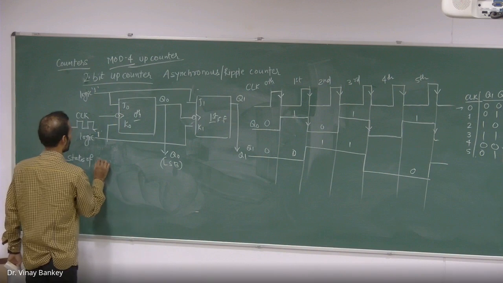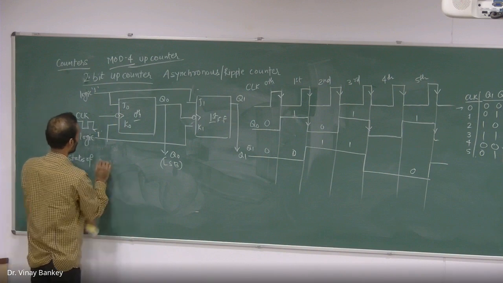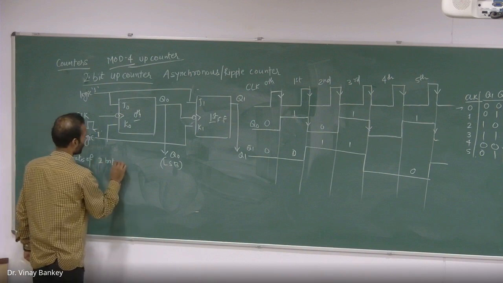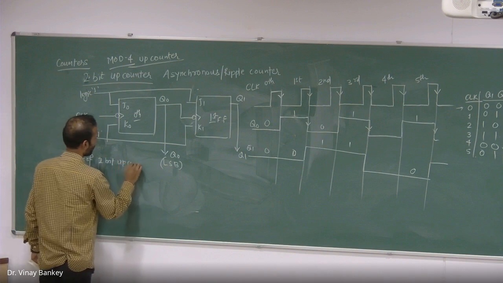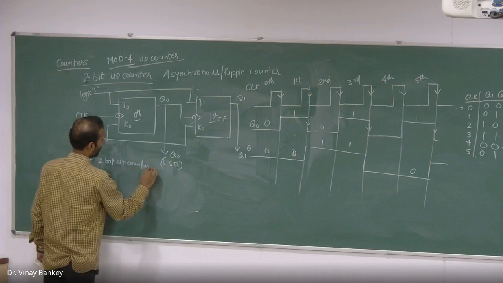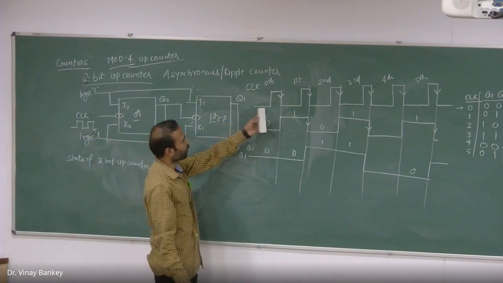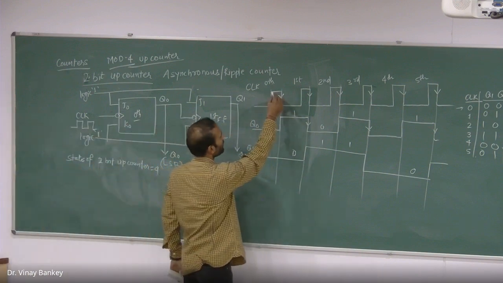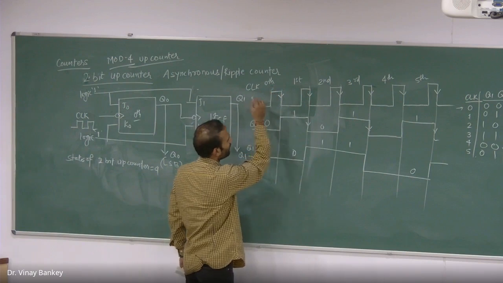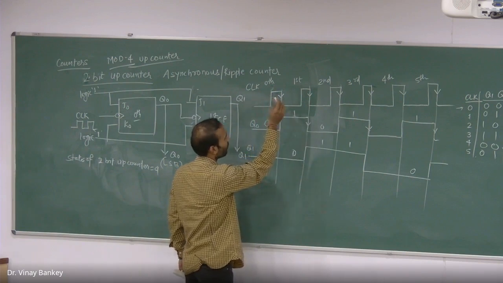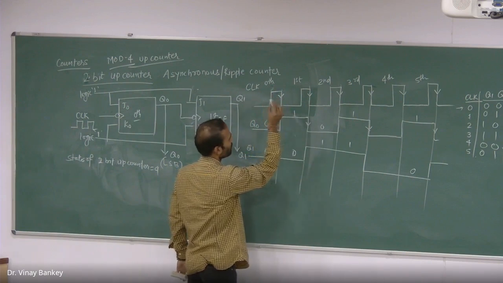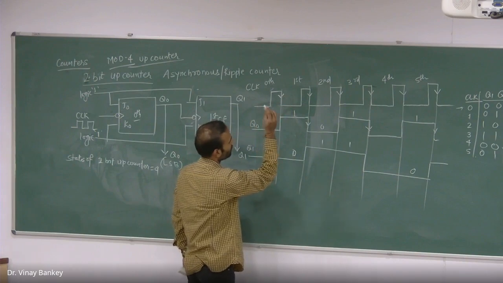For 2 bits, it is 4 states. Now see, what is the frequency of this clock pulse? Let me define the time period. When it repeats, we can start from this point.